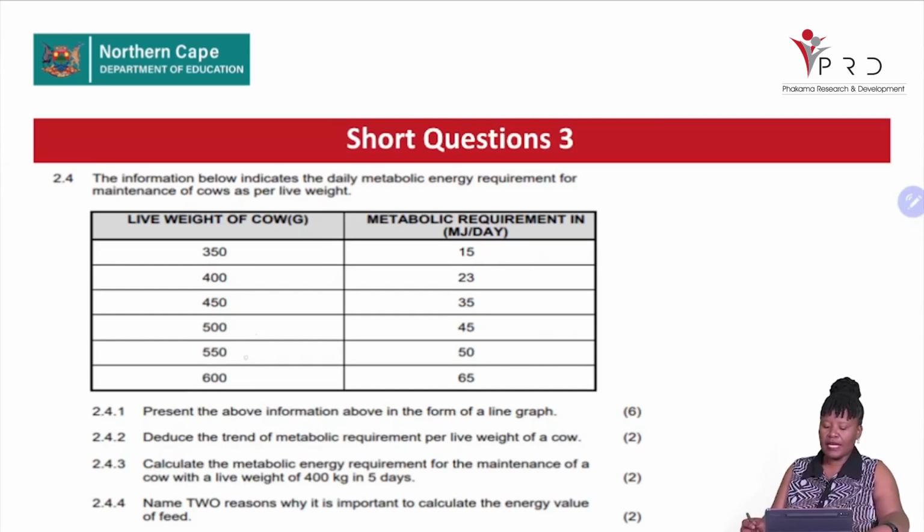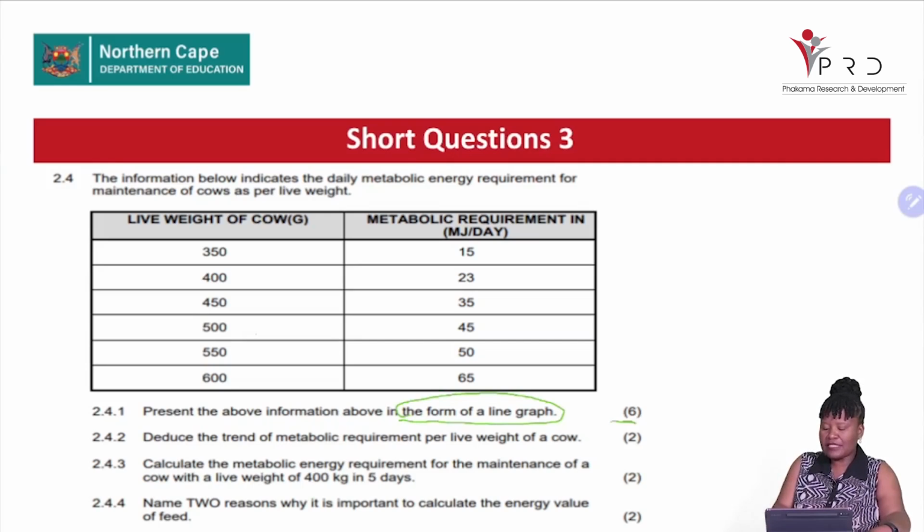And when you look at the metabolic requirements, as the live weight increases, the metabolic requirement also increases. So the needs that are required lead to an increase in the weight gain. Present the above information in the form of a line graph.